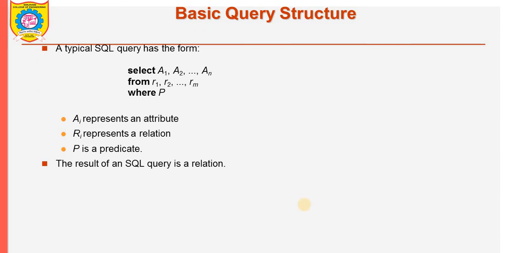Basic query structure building block. We will learn the select clause. A typical SQL query has three clauses: select clause, from clause and where clause. Select A1, A2, up to AN. These are called attributes of the relation or table, or names of the columns of the table.